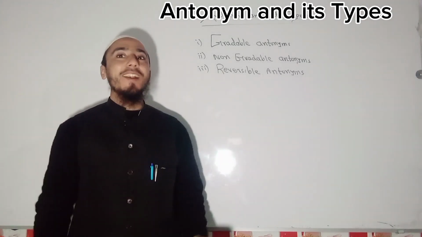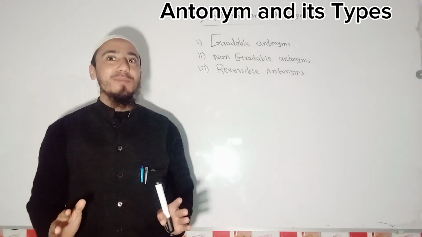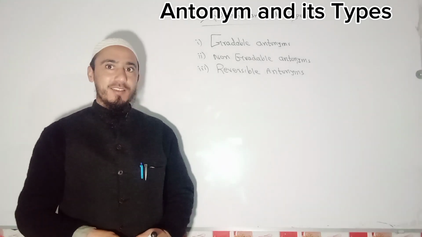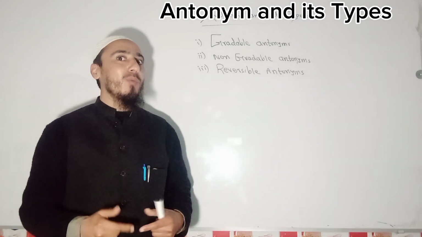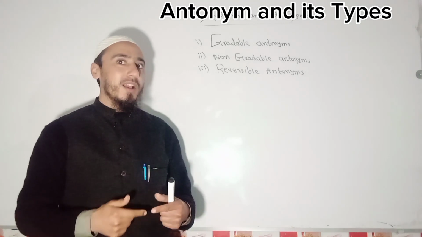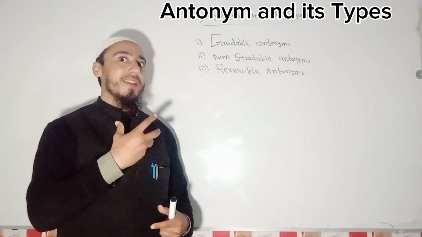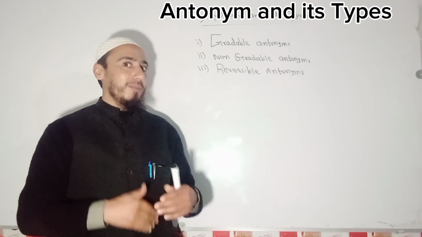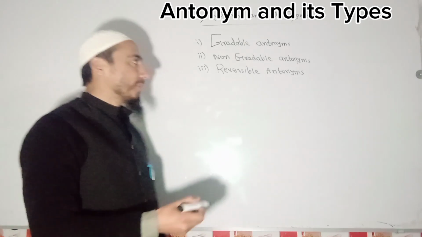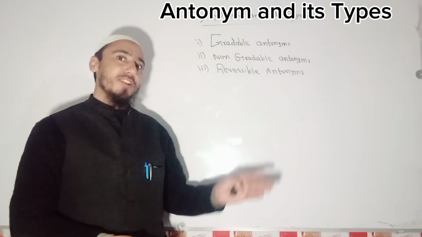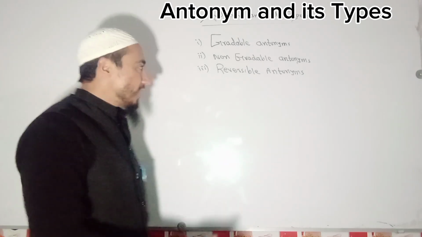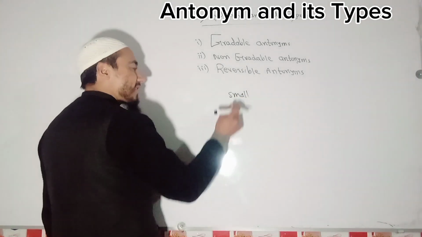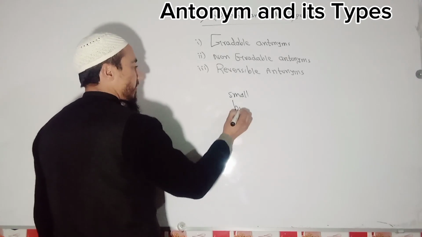Okay, so now what are gradable antonyms? Gradable antonyms are those antonyms which can be further graded. It means when we have the antonym of one word, that word can have another gradable antonym. It can be more intense than the past one. Take the example of small. What is the antonym of small? For example, we have big.